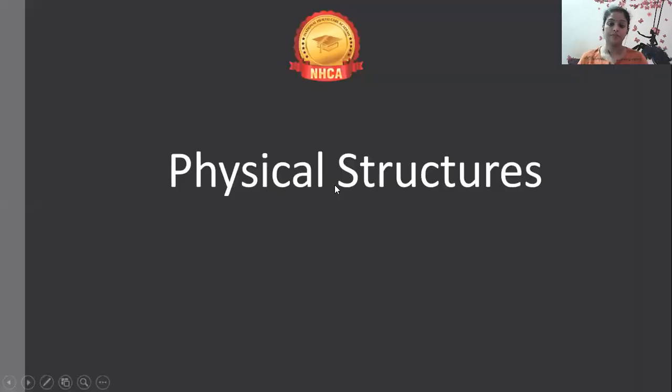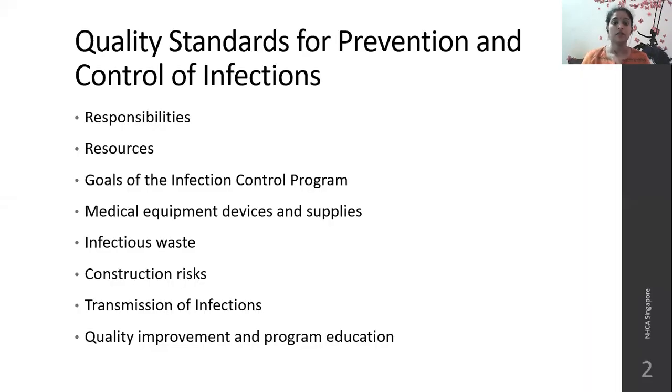Physical structure. We will discuss the quality standards for physical structure in a hospital. So, quality standards for prevention and control of infection. First thing, the responsibilities. Who is responsible for preventing and controlling the infection? Obviously, the hospital infection control committee and the infection control team. The members of the infection control team and hospital infection control committees are responsible for policy updation, regular review, and control of the other workers when it comes to prevention and control of infection.